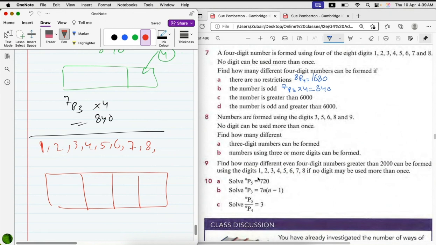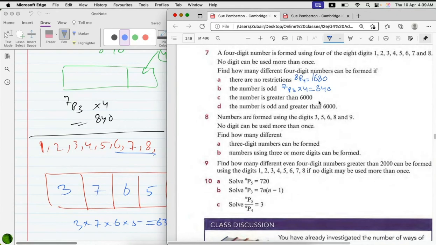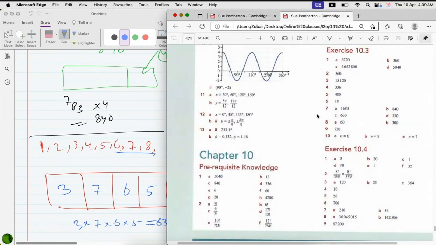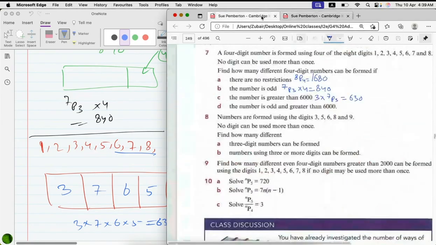That's correct. Because to make it more than 6,000, these are the three options which we can put here, 6, 7, or 8. So three choices. Once the choice is made, we're left with 7 digits, then 6, then 5. So 3 into 7 into 6 into 5 is 630, or 3 into 7P3 is 630. Try D part.